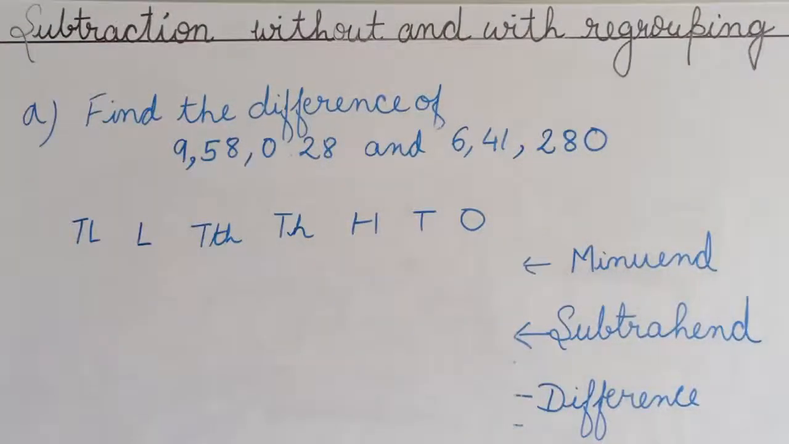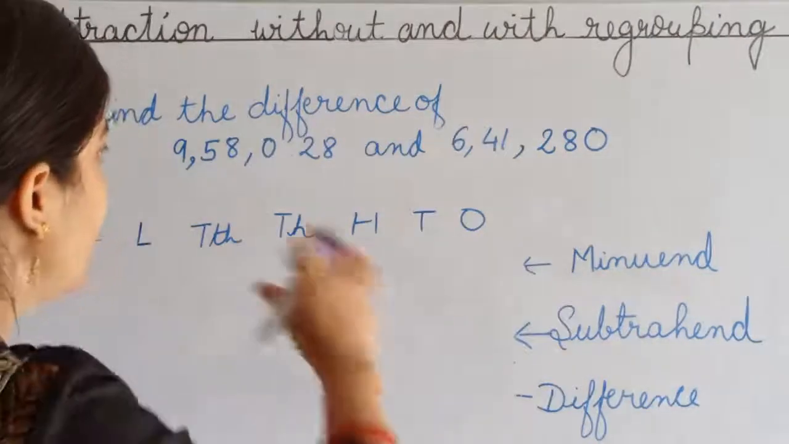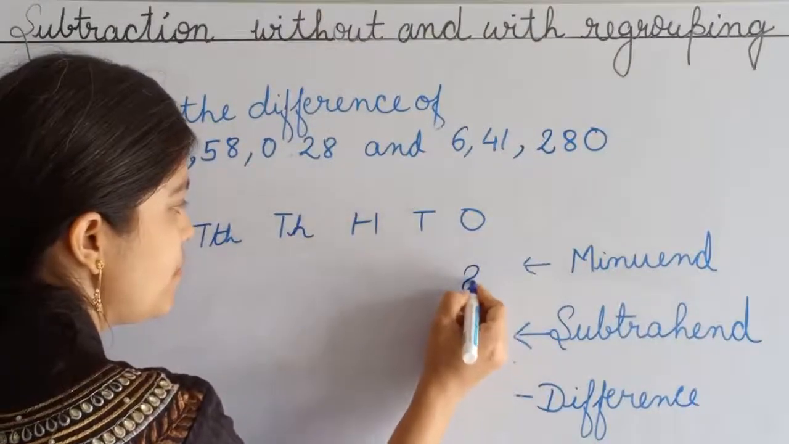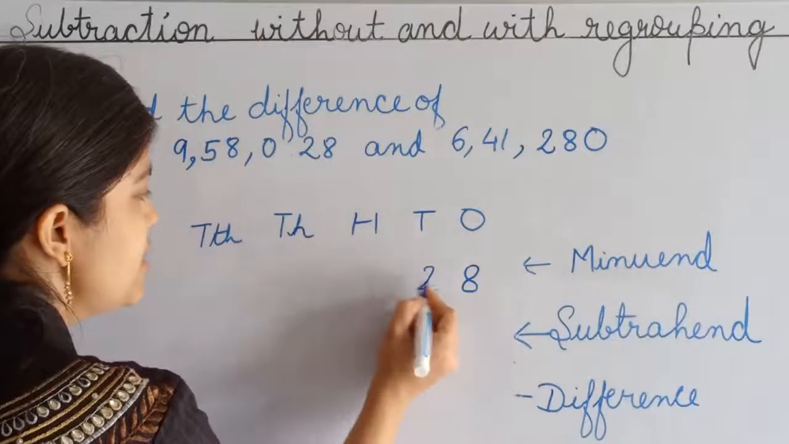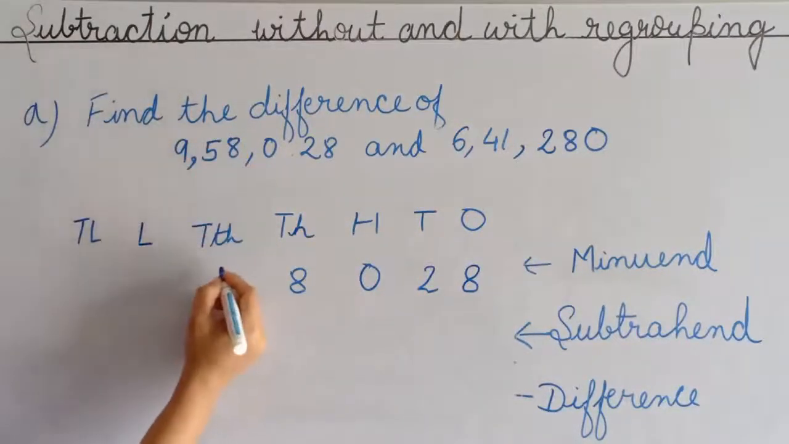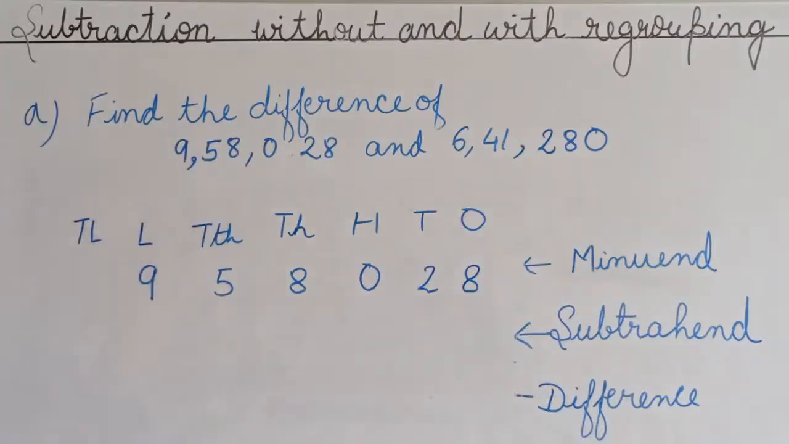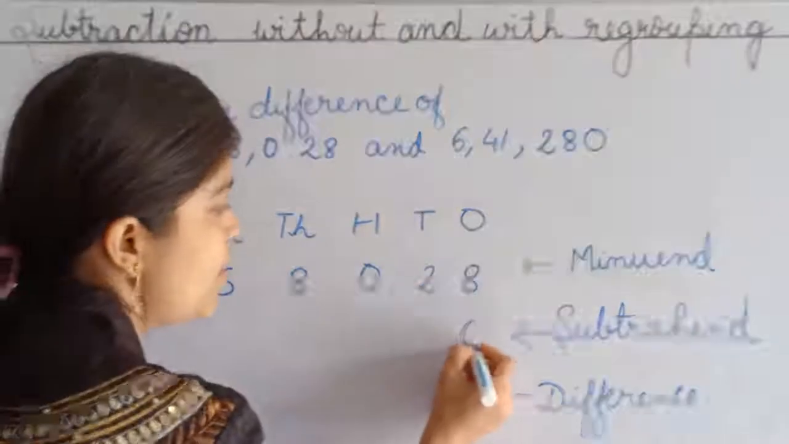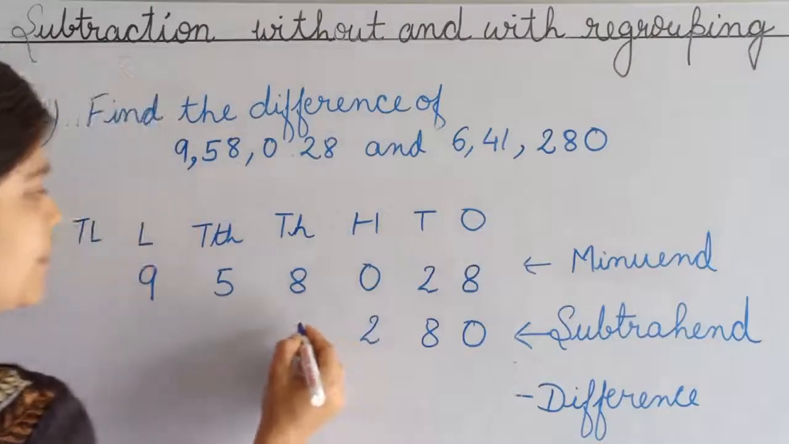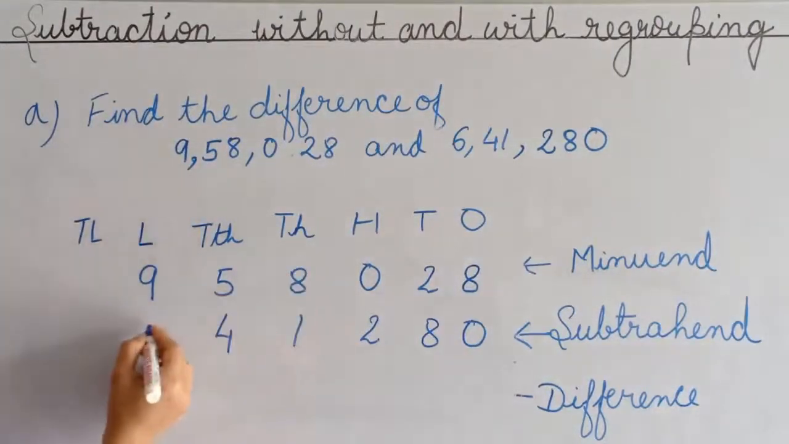Always we arrange from the right hand side only. We start arranging from the right hand side. So 8 is here, 2 tens, 0 hundred, 8,000, 5 10,000, 9 lakh. Okay. Here it is 0 ones, 8 tens, 200, 1,000, 4 10,000 and 6 lakh.